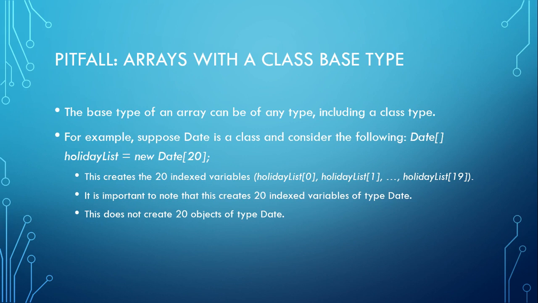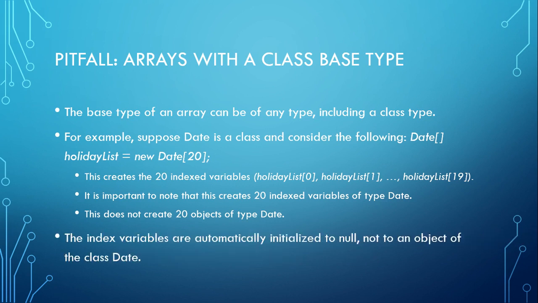Date[] holidayList = new Date[20]. This will create the 20 index variables, holidayList[0], holidayList[1], etc., all the way up to holidayList[19]. It is important to note that this creates 20 index variables of type Date, but it does not create 20 objects of type Date. Technically, there's only one object, which is holidayList. You have 20 index variables, but not 20 objects. The index variables are automatically initialized to null, not to an object of the class Date.